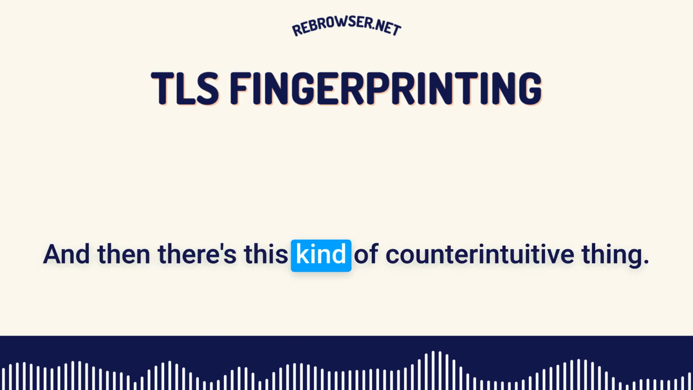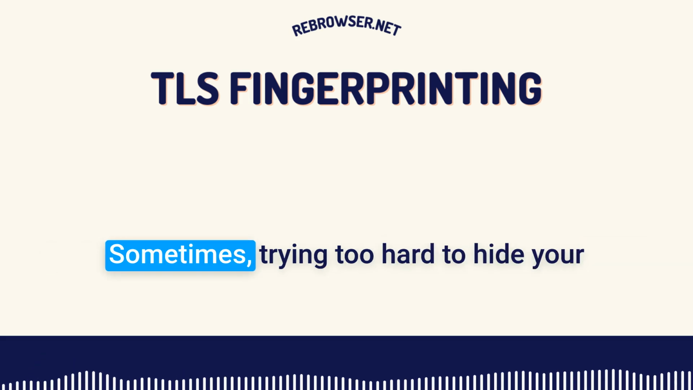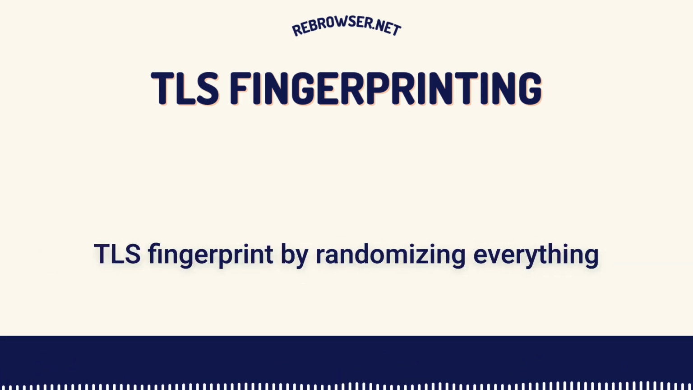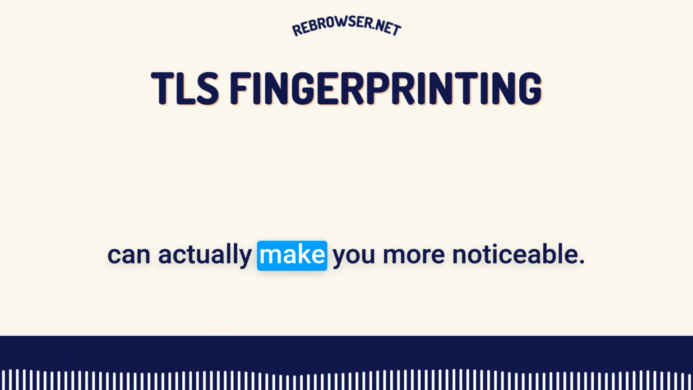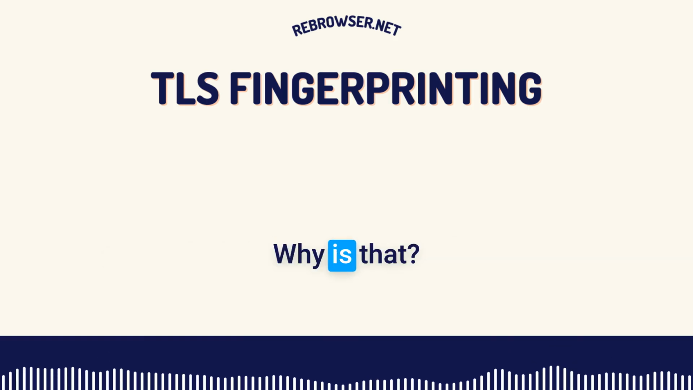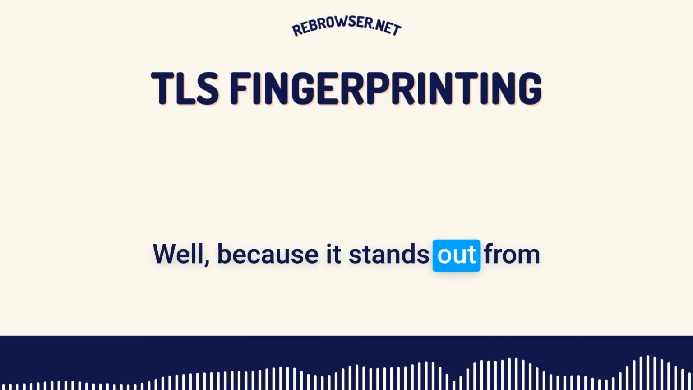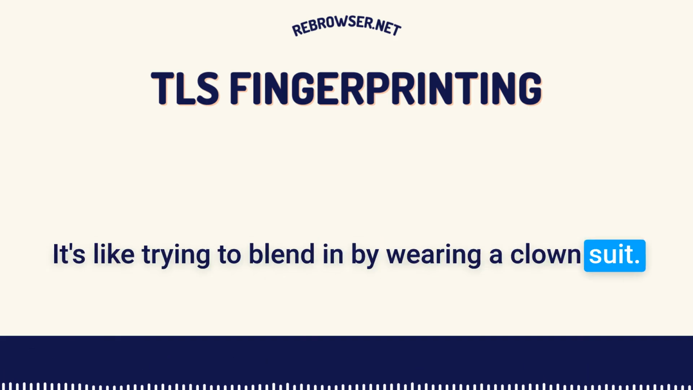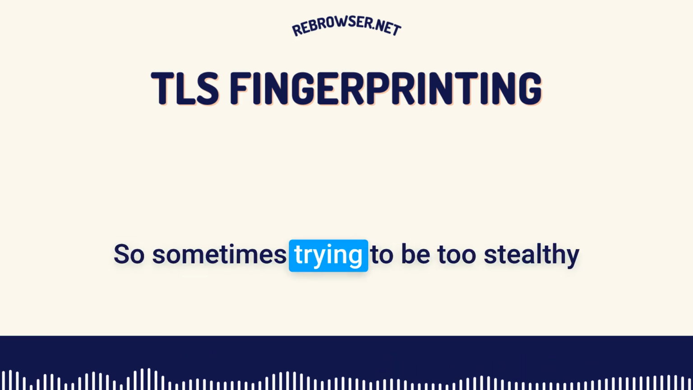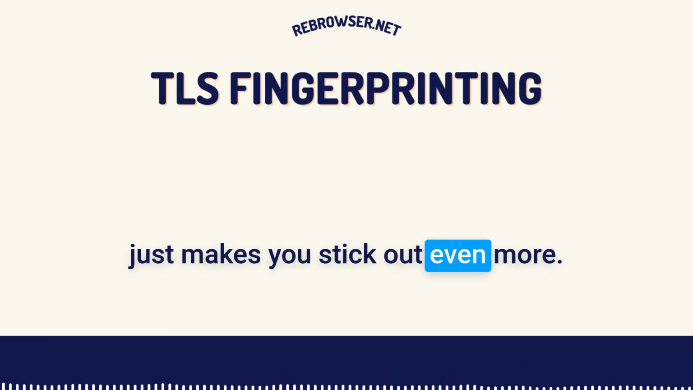Exactly. And then there's this kind of counterintuitive thing. Sometimes trying too hard to hide your TLS fingerprint, like by randomizing everything, can actually make you more noticeable. Oh, interesting. Why is that? Well, because it stands out from how normal traffic usually behaves. It's like trying to blend in by wearing a clown suit. Oh, I get it. So sometimes trying to be too stealthy just makes you stick out even more.